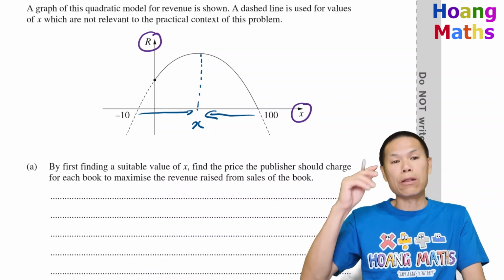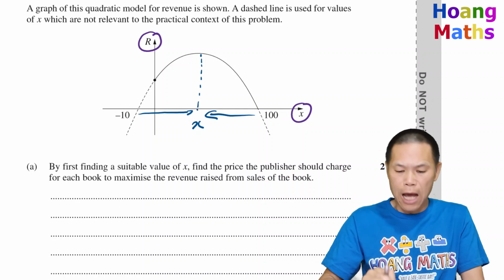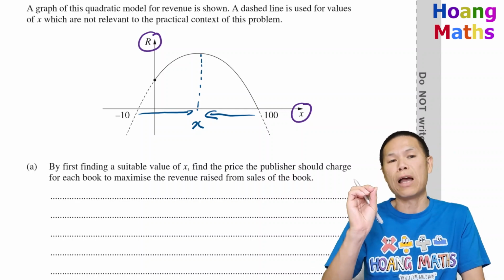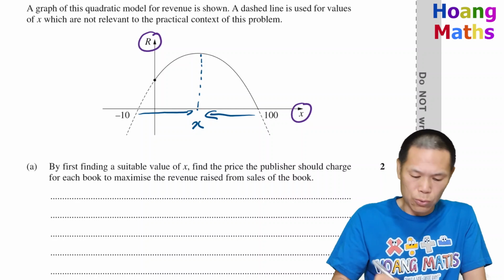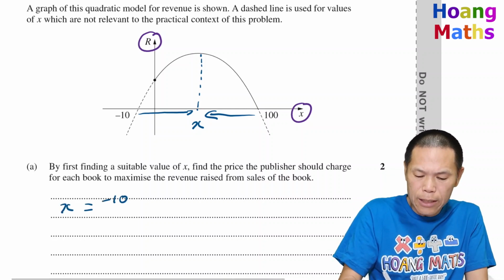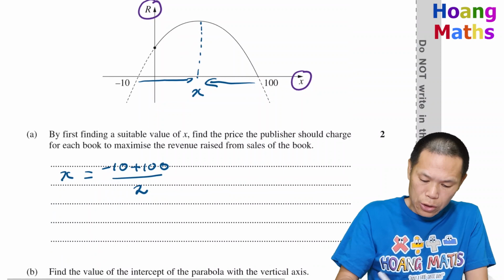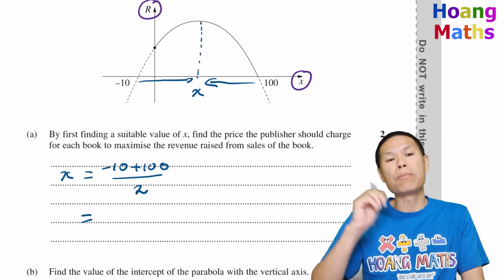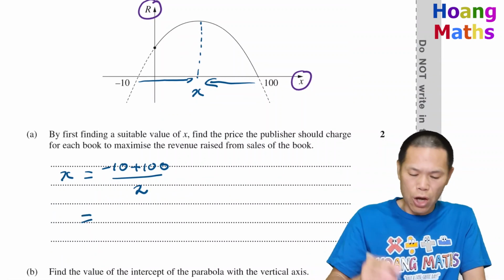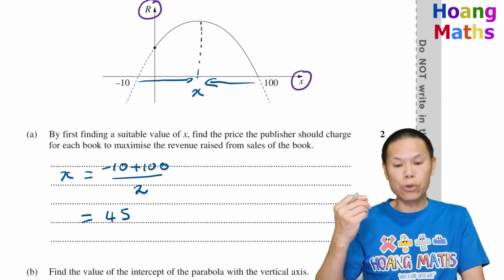Okay, to work out the middle number between negative 10 and 100, we just add these two values together and then we divide by 2. So x is equal to negative 10 plus 100, divided by 2, which is the average of the two numbers. So that should give me, 100 minus 10 is 90. Half of 90 is 45. Otherwise, you can just use your calculator.